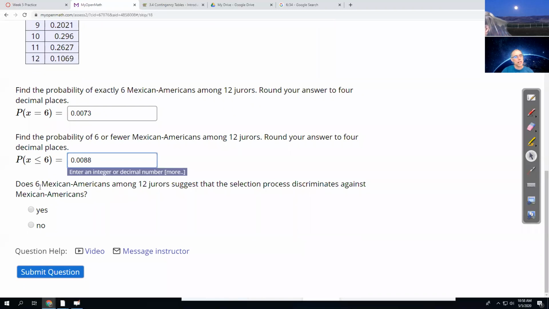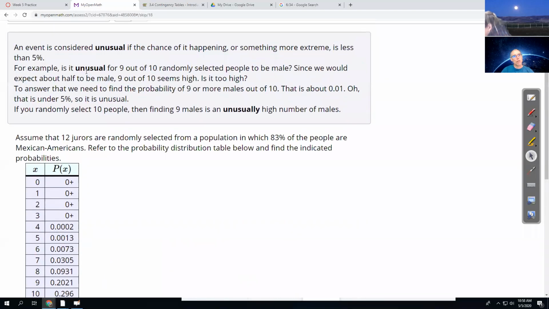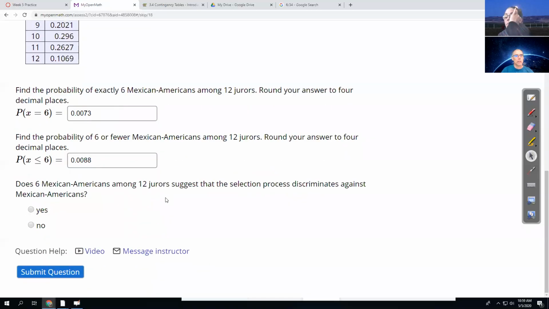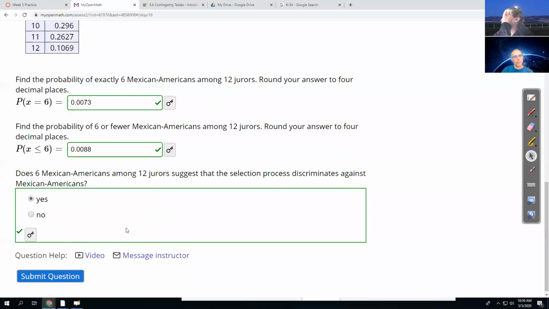And then it says, does 6 Mexican Americans among 12 jurors suggest the process discriminates against Mexican Americans, okay? So what's the probability of getting 6 or less? That's what the rare event rule asks about. It does not ask about exactly 6. It's got to look at the tail probability. And the tail probability is less than 1%, which should not happen by chance. So I would say there's something wrong with the selection process. So does this suggest the process discriminates? Yeah, it does, because that's too low to have happened naturally. Yeah, I got it right.